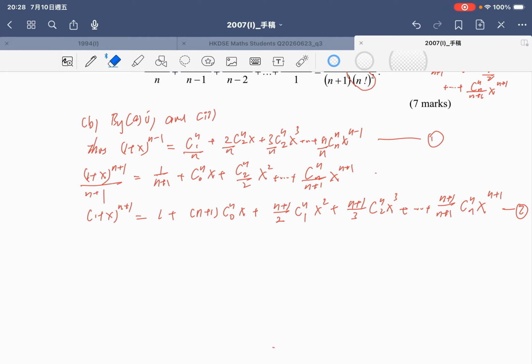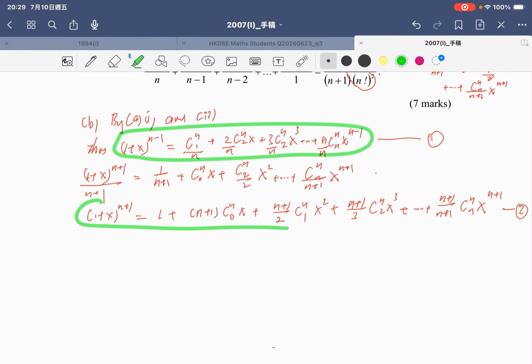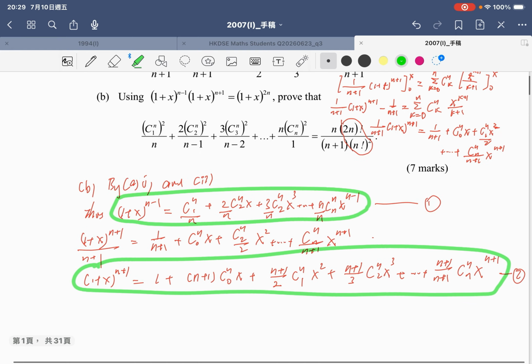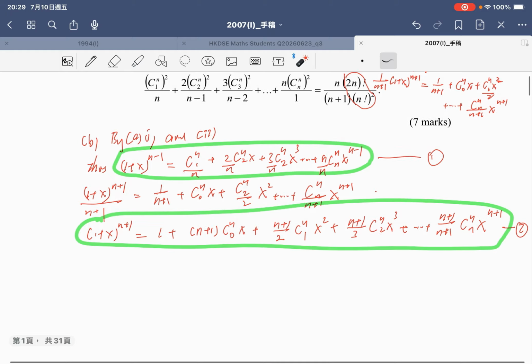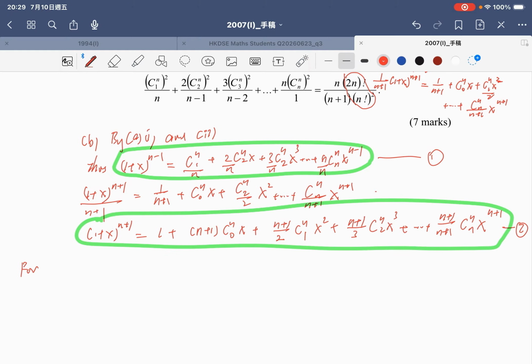Now we have two equations. This is 1. This is 2. You can observe, by the hints, this is (1 plus x) to the power n minus 1 times (1 plus x) to the power n plus 1. This is the right hand side of this one, and the left hand side is (1 plus x) to the power 2n. If we compare the coefficient of x to the power n on both hand sides, we can get the result.